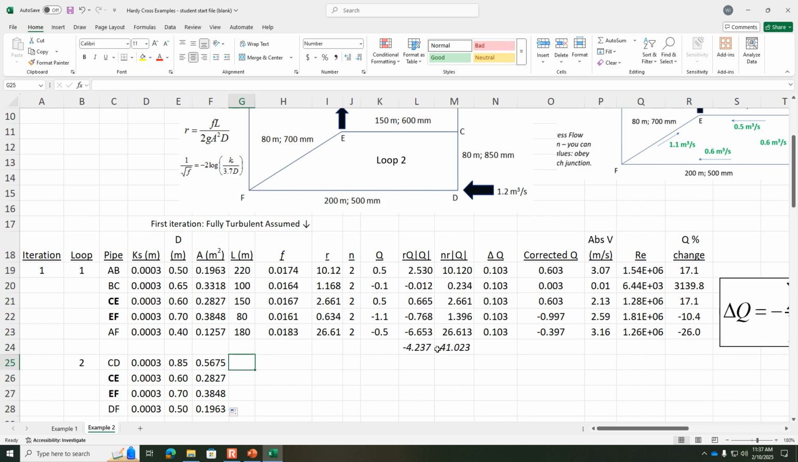All right, and let's put in the lengths here. CD is a length of 80. CE is 150. EF is 80.